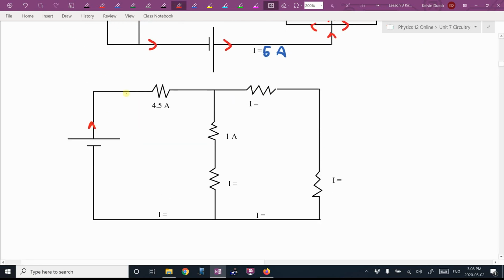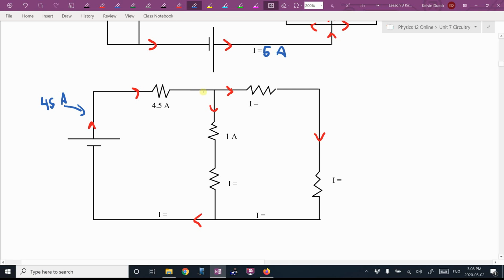This way is downhill, downhill, downhill. Looks like I have 4.5 amps going through this resistor, and for what it's worth, that means I must have 4.5 amps leaving the battery. I know the current leaving the battery. This question's going to fall apart.